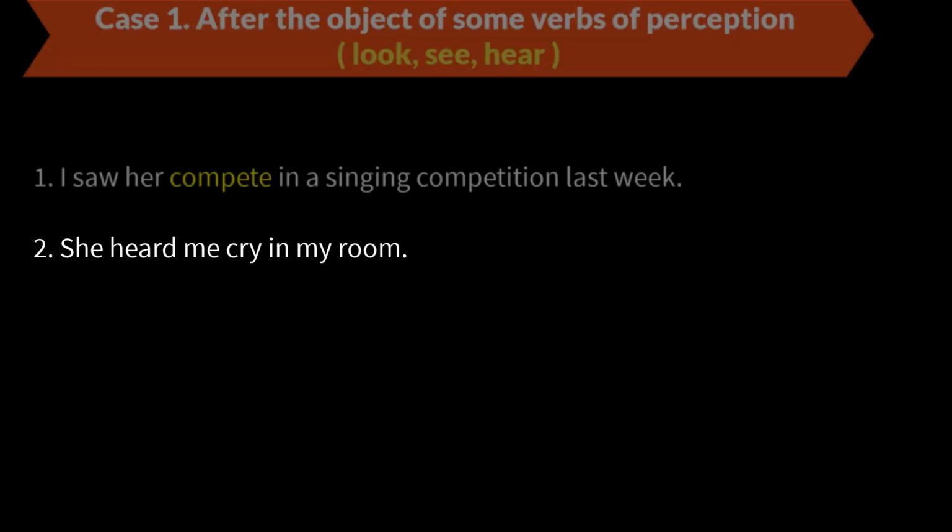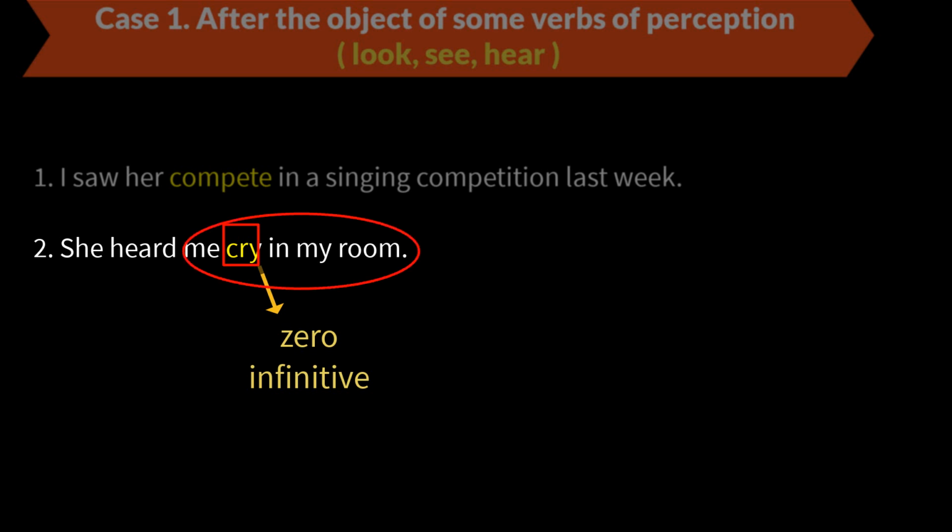She heard me cry in my room. What is the zero infinitive here? Very simple. Cry is the zero infinitive, right? Heard is the main verb, me is the object, and cry is just giving information about it, is modifying it. So actually the complete object is me cry in my room. She heard what? Me cry in my room. Where cry is just giving information about the object me. So it's working as the object complement.